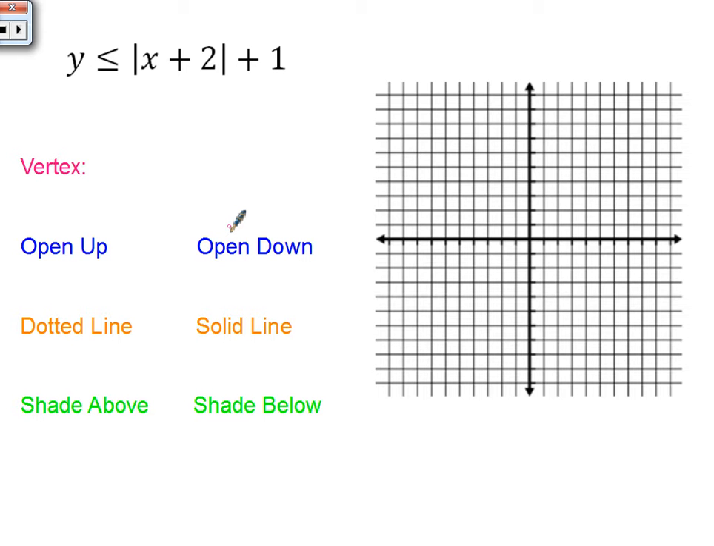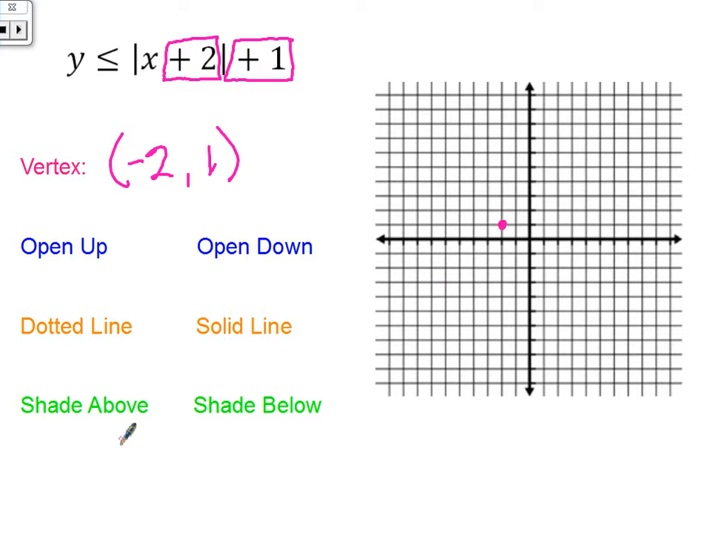In order to graph an absolute value inequality, there are a few things you first have to recognize. The vertex of an absolute value inequality is located inside of the absolute value and outside. So identify both pieces. The x value of the vertex is -2, the opposite of whatever happens to be in the equation or inequality. And the y value is +1, which is exactly what was written in the inequality. I'm going to graph my vertex, -2, +1.